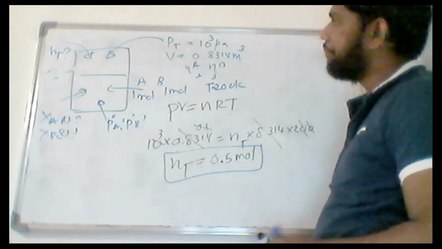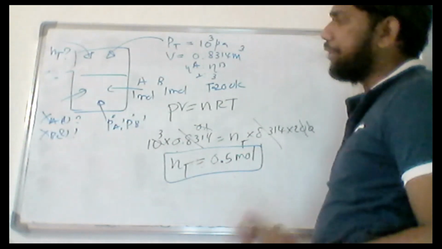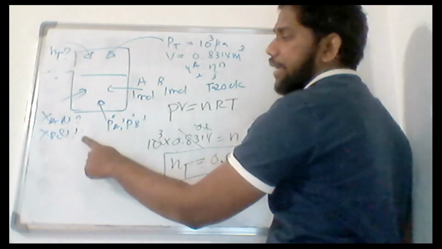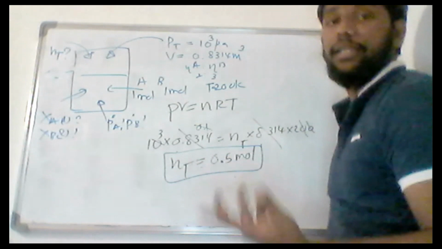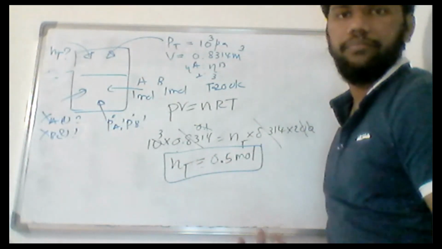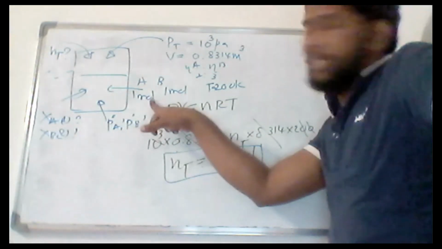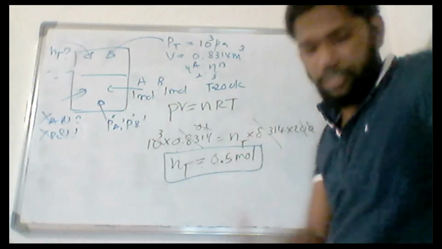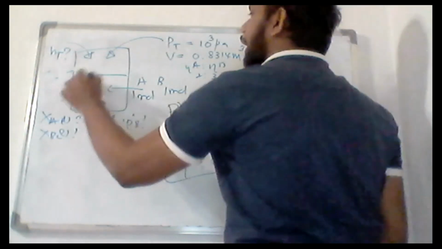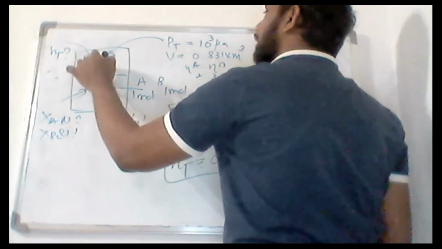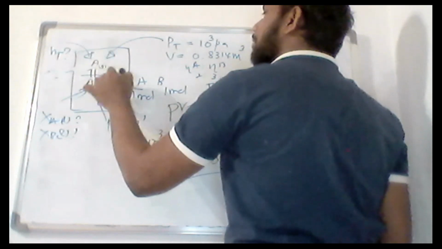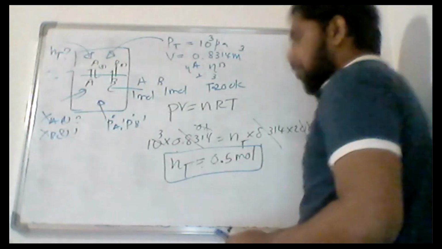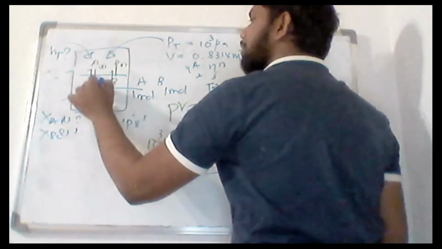This is one way. Then in the second question, what they are asking is, what is XA liquid and XB liquid at equilibrium? Because initially they used 1 mole of A and 1 mole of B. So what is going to happen here? A will be in equilibrium with A gas and B will be in equilibrium with B gas.